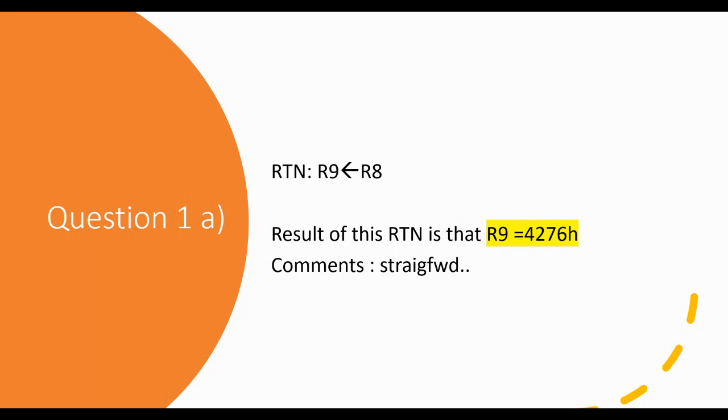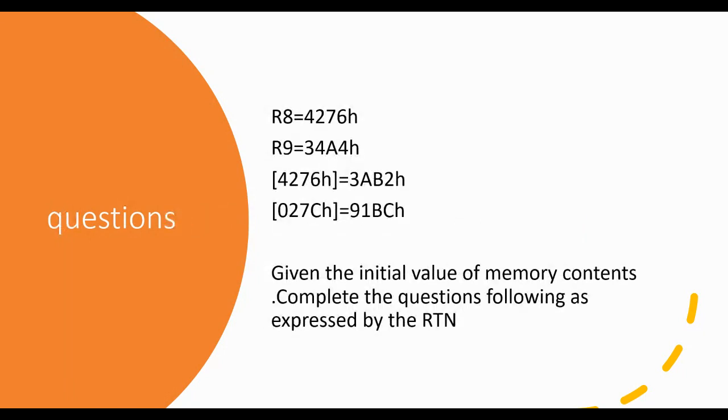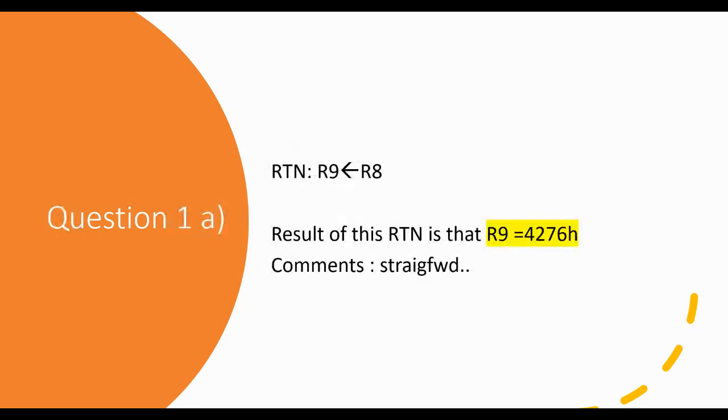If you reflect back on the lectures we've covered, this is the source, this is the destination. So the result of this RTN is that R9 equals 4276. Why? Because R8 contains 4276. So automatically R9 will be equal to 4276. Now this is straightforward. If you get this kind of question, you answer straightforwardly.